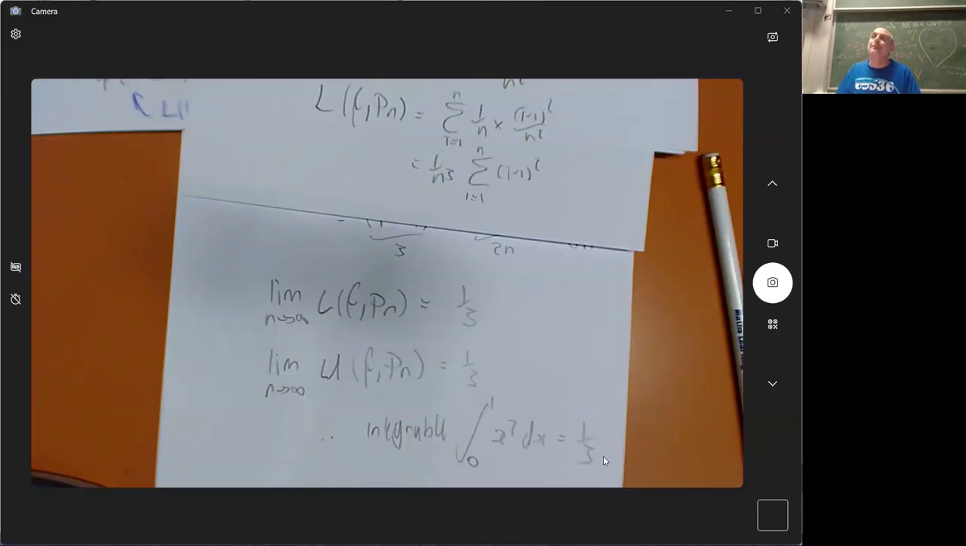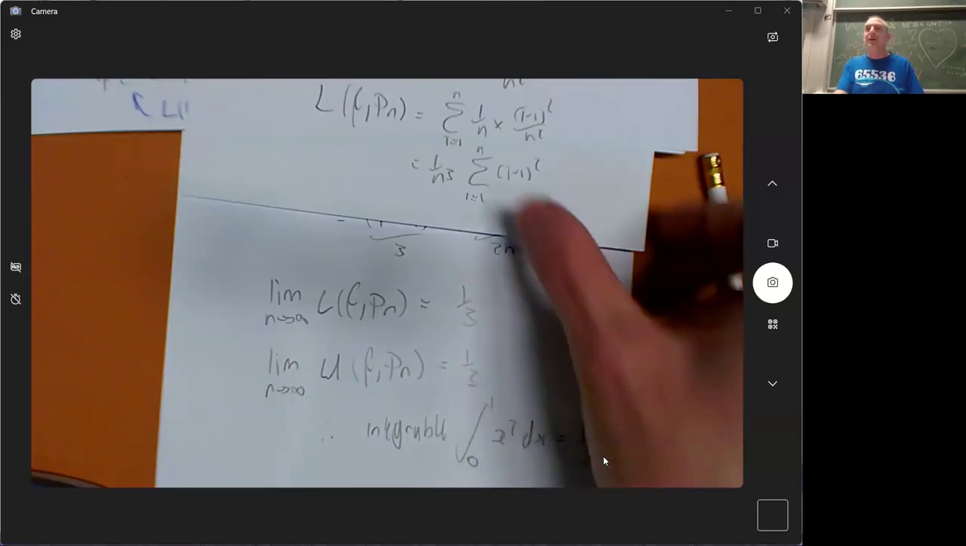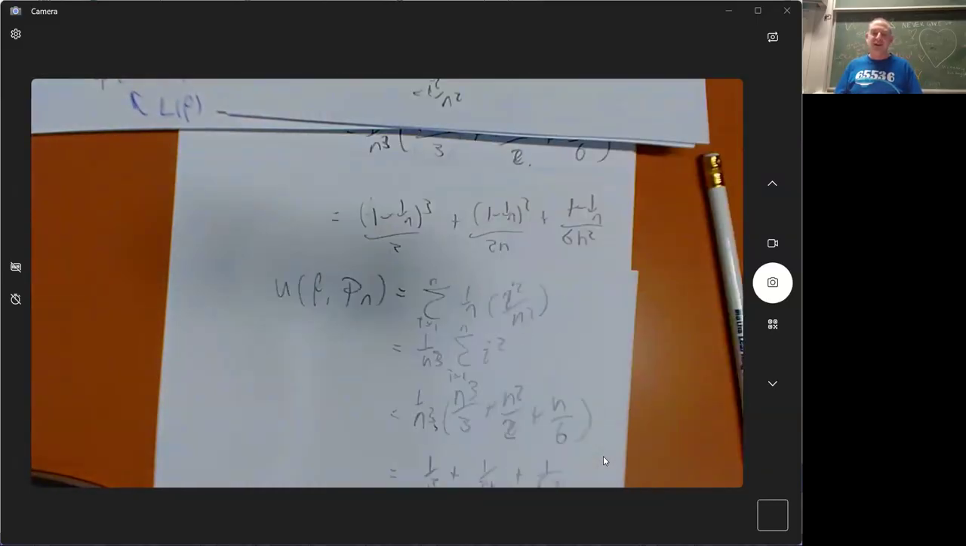It's really hard to make a function that's not integrable. I mean, if you make it out of a Dirichlet function, then sure, but that's what the Dirichlet function is designed to do, is to not be integrable.